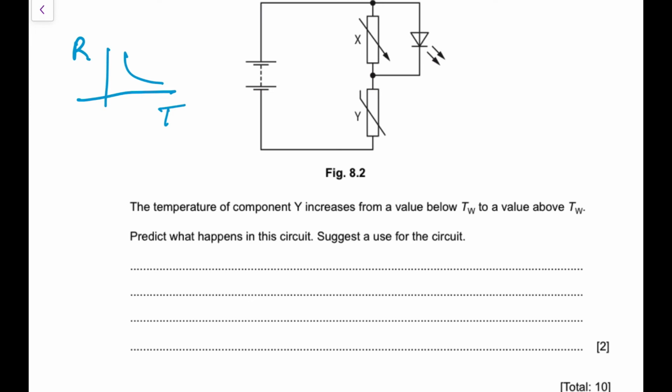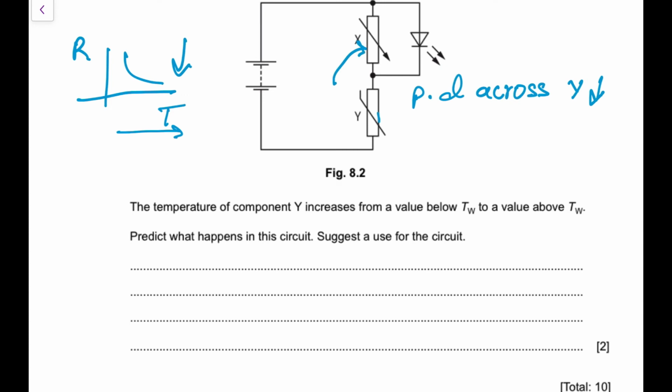Now we're told that the temperature is going to increase. That means the resistance of the thermistor is going to decrease. Once again, this means when the temperature increases, resistance across the thermistor decreases. That means the potential difference across the thermistor, across Y, will decrease, which means a greater share of the total EMF or the total voltage is going to be provided to X.